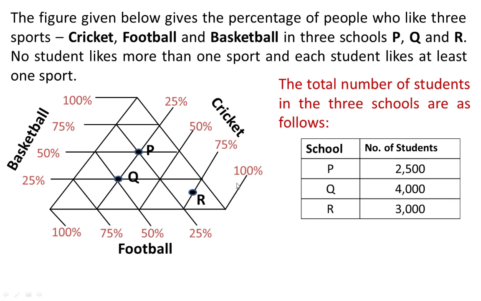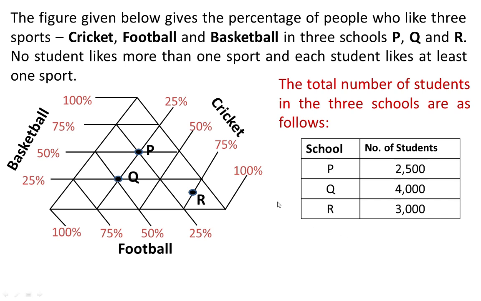The question says, the figure given below gives the percentage of people who like three sports: cricket, football and basketball in three schools P, Q and R. No student likes more than one sport and each student likes at least one sport. Okay. Before we move forward, let's understand what this data is.